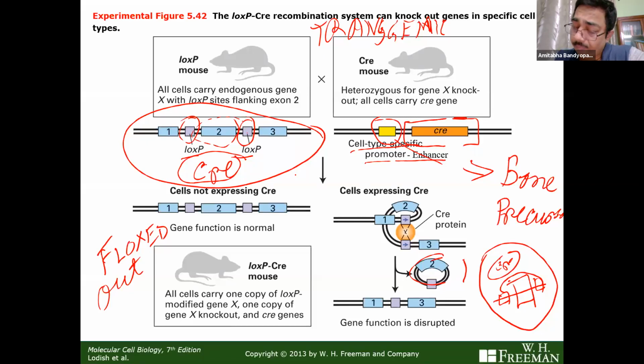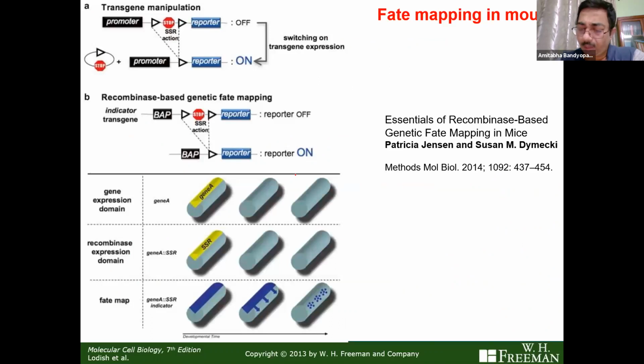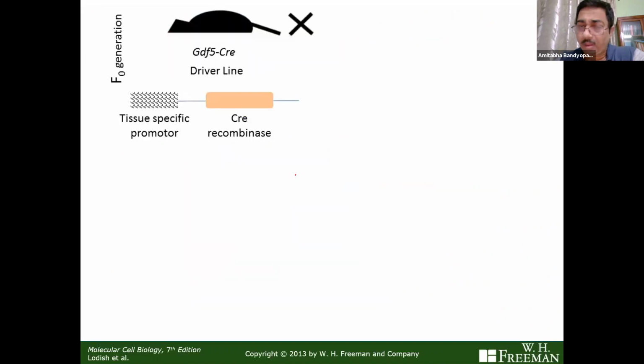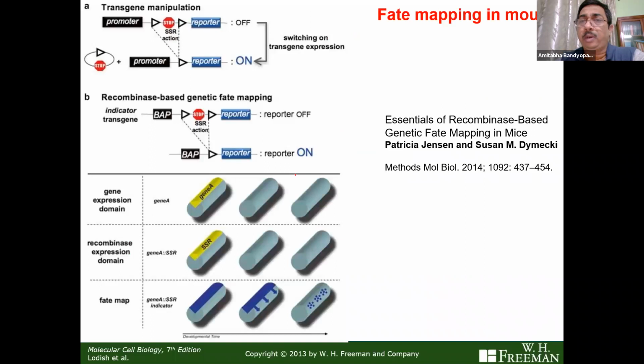But to avoid that problem, you can go for another method, which is called a transgenic mouse. I will come to the transgenic mouse a little later.